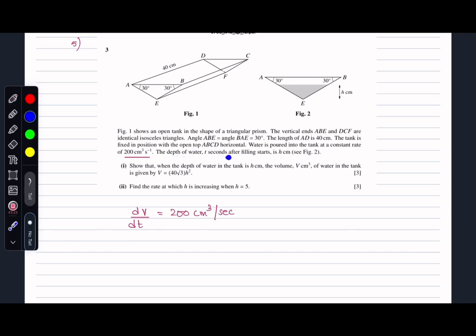The depth of the water, t seconds after filling starts, is h centimeters. So after the filling starts, the depth of the water is given by h centimeters, as in figure 2 here. Part 1. Show that when the depth of water in the tank is h centimeters, the volume of the water in the tank is given by V, which equals 40 square root of 3 h square.